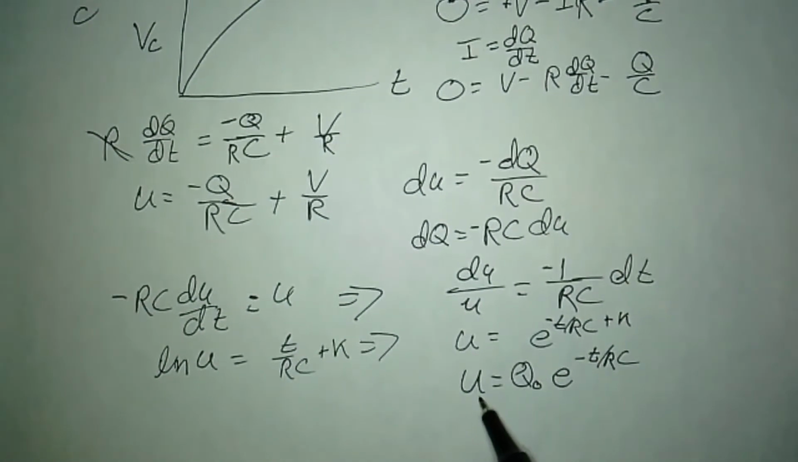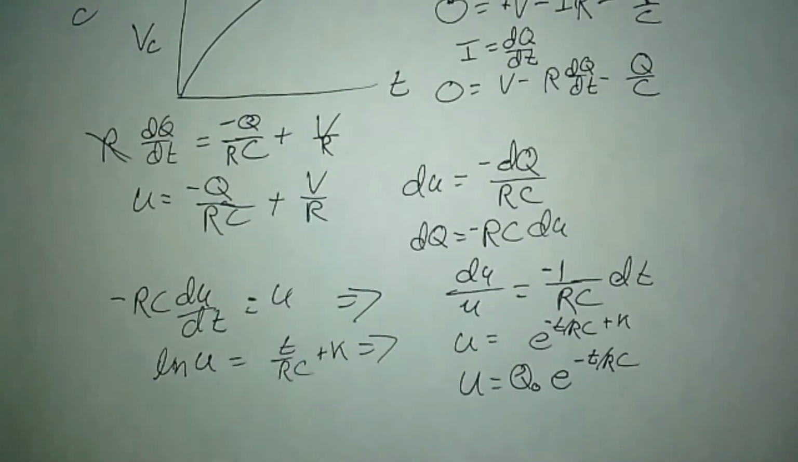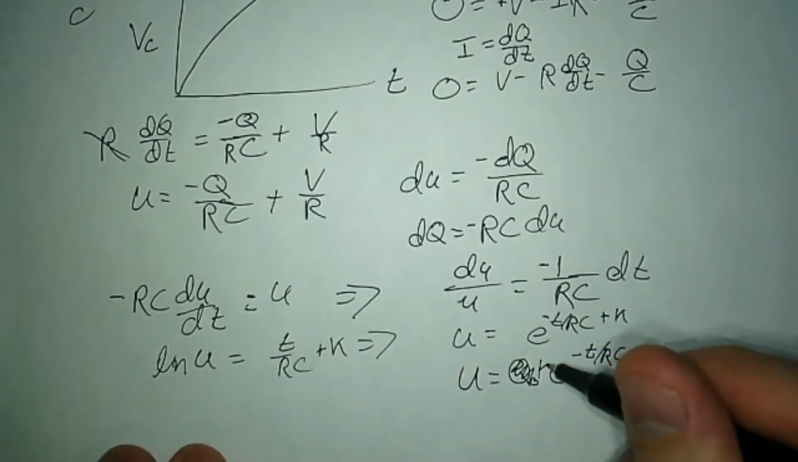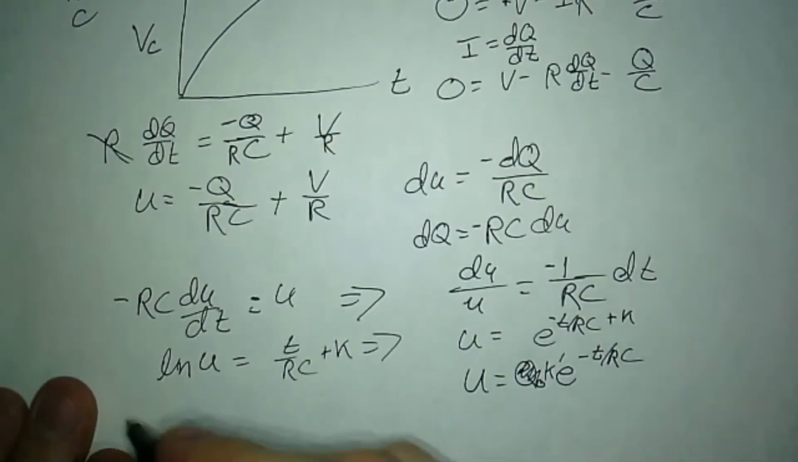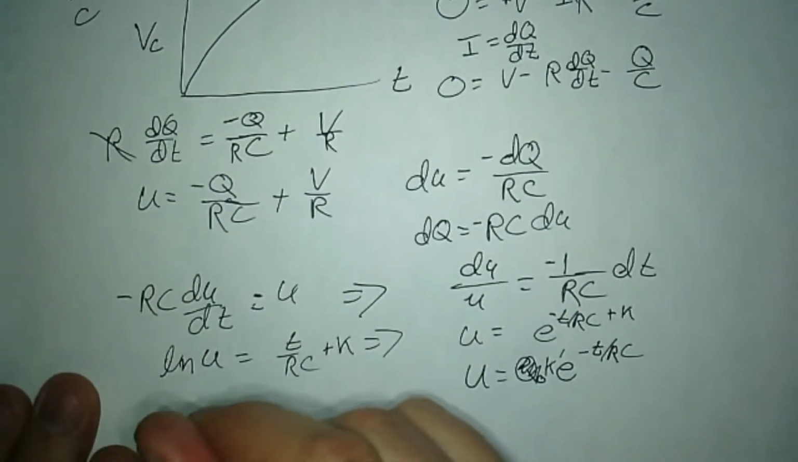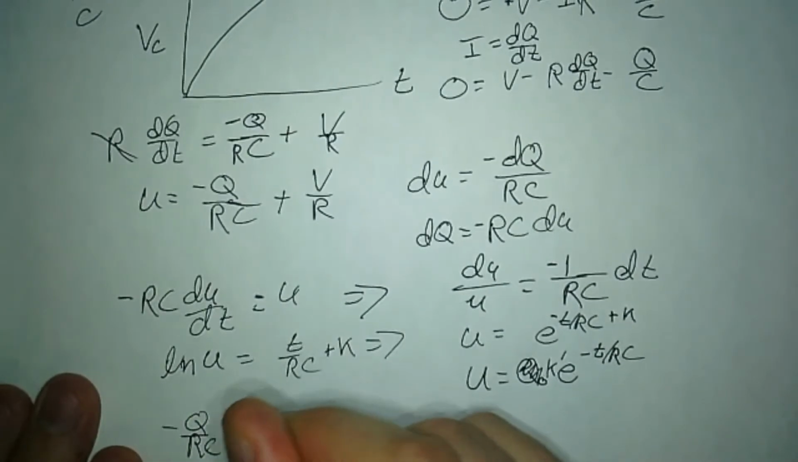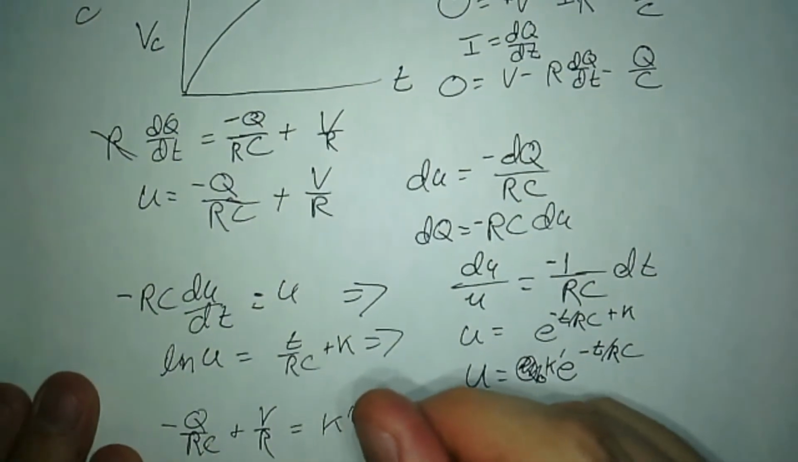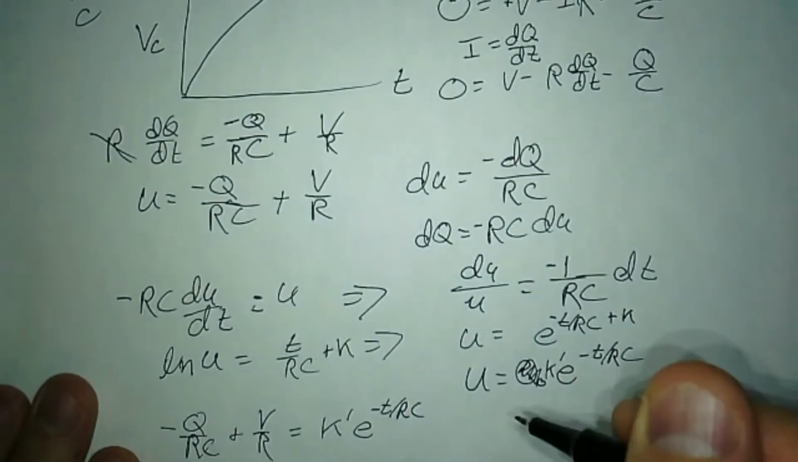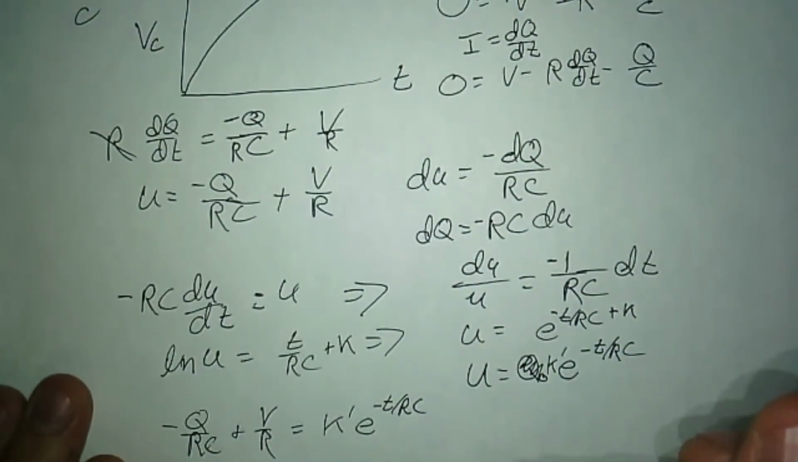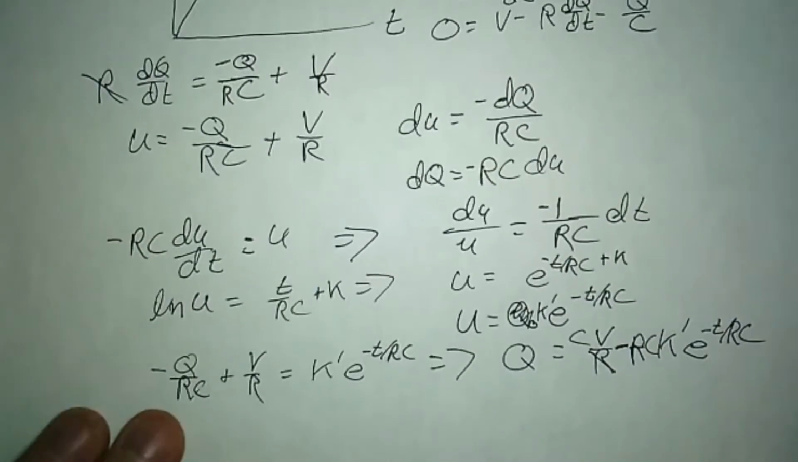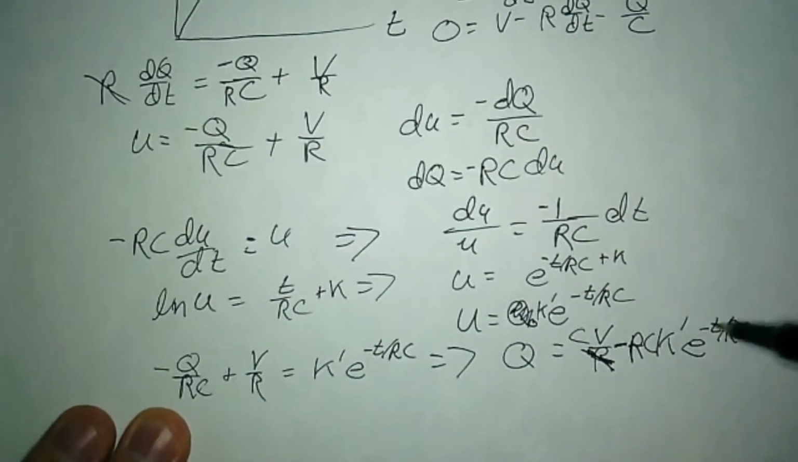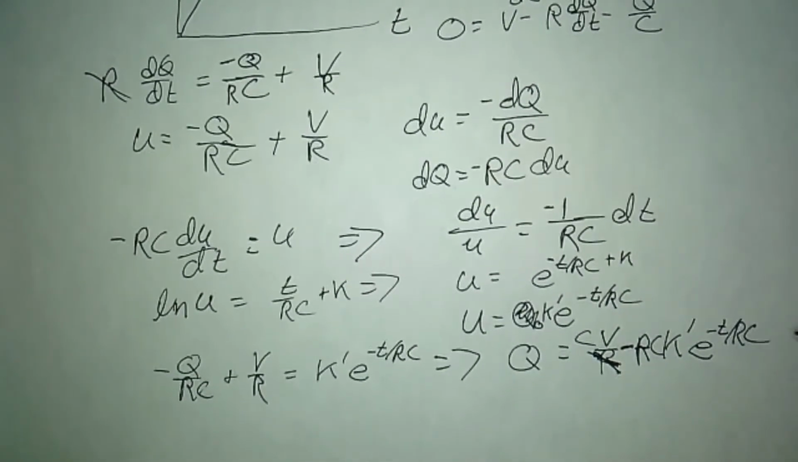So I need one final step. I need to replace this U with what U is. Actually, let's not call this Q naught. Let's just call this K prime. So I get Q over RC plus V over R is equal to K prime e to the minus t over RC. I want to solve this for Q real quick. Alright, so when you solve for Q, you cancel this R on the bottom, and you end up with CV minus RC K prime e to the minus t over RC.